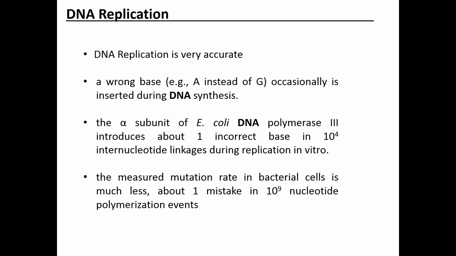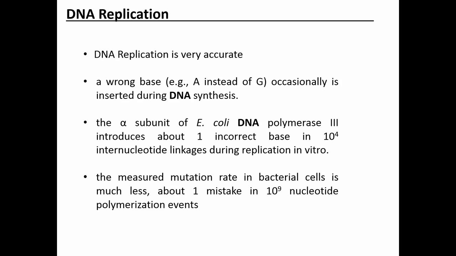But when you actually measure the mutation, if you had one mistake happening every 10 to the 4th bases, then you would expect that mutation rate, at least in bacterial cells, because if you incorporate an incorrect base, that's going to change the DNA sequence, and that's a mutation. When you actually measure the mutation rate in bacterial cells, it's much less than that. You only get one mistake in 10 to the 9th nucleotides, which means that something is fixing all those mistakes that are being made with the alpha subunit of DNA polymerase III.